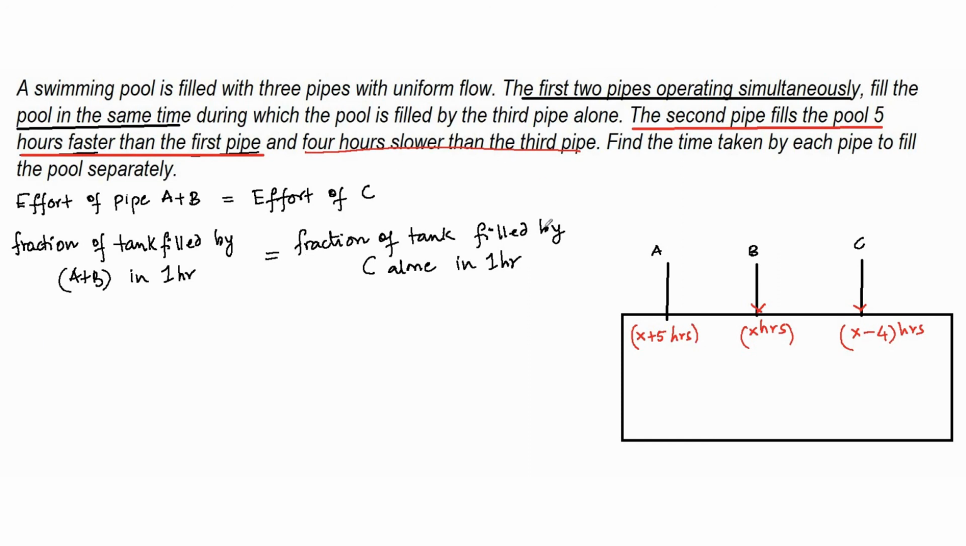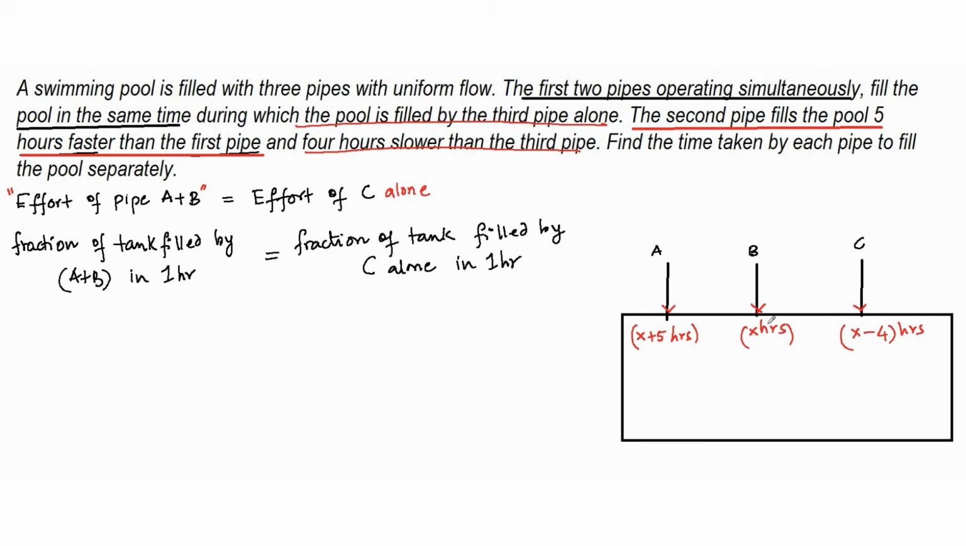So just to explain it one more time, there are 3 pipes that are filling a particular tank. The effort of A and B together, when the first 2 pipes operate simultaneously, they fill the pool in the same time during which the pool is filled by the third pipe alone. So effort of A and B is equal to the effort of C alone, right? That means the fraction of tank filled by A and B in 1 hour is equal to the fraction of tank filled by C alone in 1 hour.